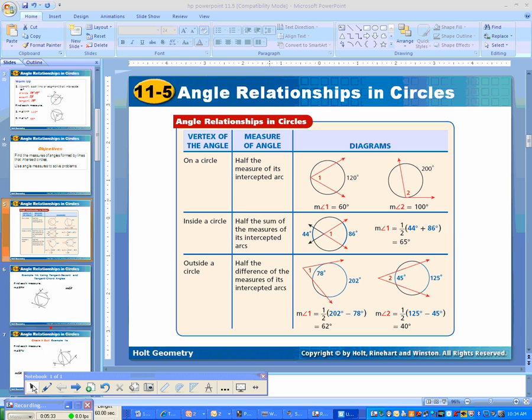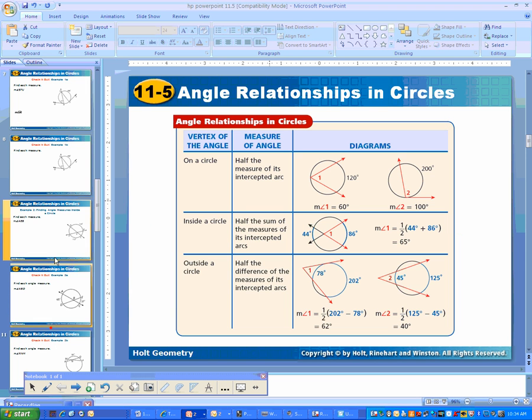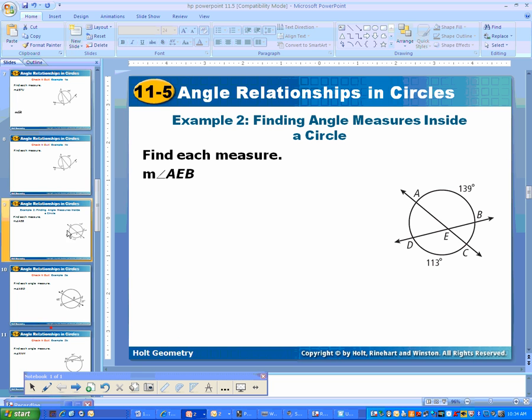Oops, that's not what I wanted. So, some examples. Let's see. This one. In this one, if you notice, the vertex is inside the circle.